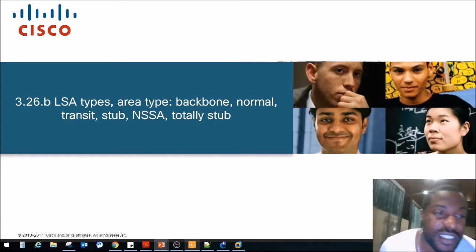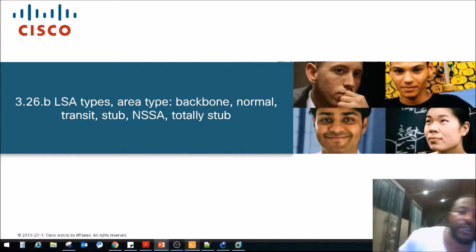Today's topic is section 3.26b, OSPF LSA types. This also says here area type. We're not going to cover area types. We're going to separate this in two parts. Today we're just going to cover the LSA types. Part 2 is going to cover the area types. This is a topic in the CCNP ROUTE exam, code 300-101, version 2.0.